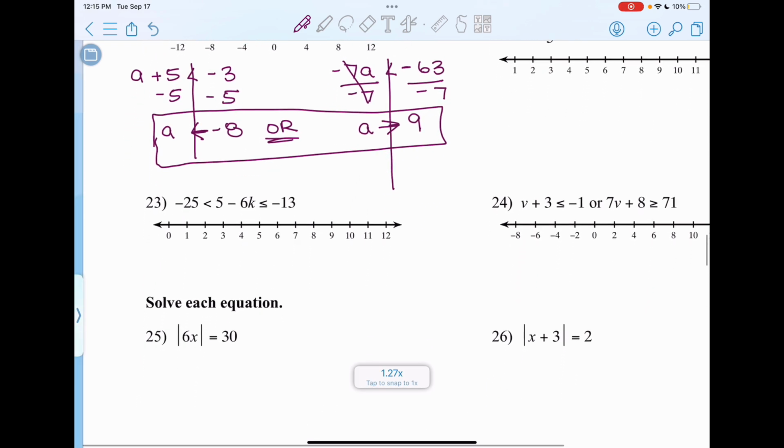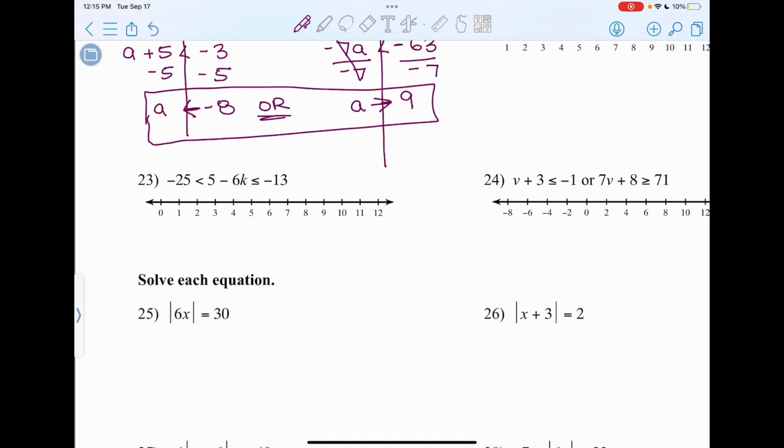Next, let's do 23. 23 is a conjunction. I can tell because it's all written as one inequality. And so I need to split this up. I'm going to start with the left side. So I'm going to have negative 25 is less than 5 minus 6k. And let's solve this one first. So in order to get k by itself, I need to subtract 5, which will get me negative 30.